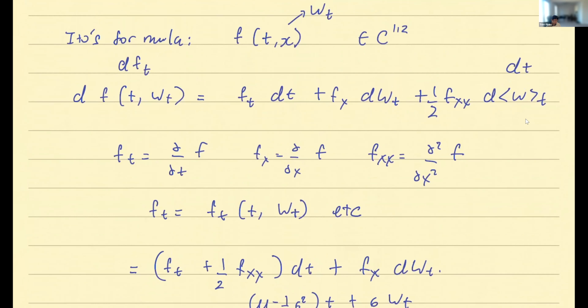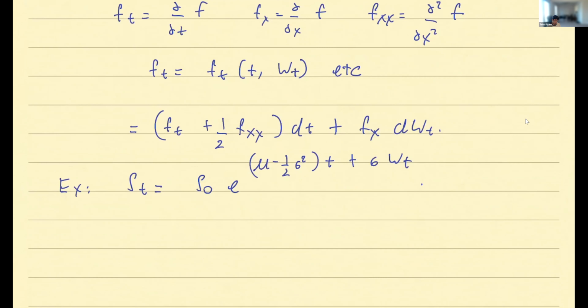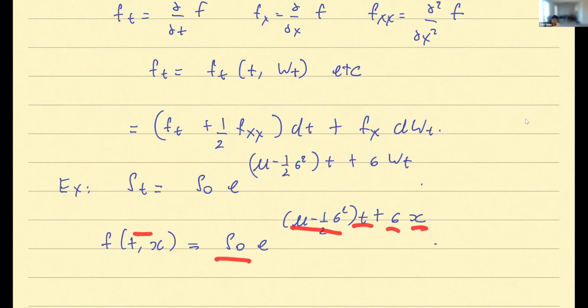Now, if you're new to this business, it's good for you to see what the function f(t,x) is. The function f(t,x) here will be S0 e to the (mu minus 1/2 sigma squared) t plus sigma times x, where t and x are the variables, everything else are constants in this business.